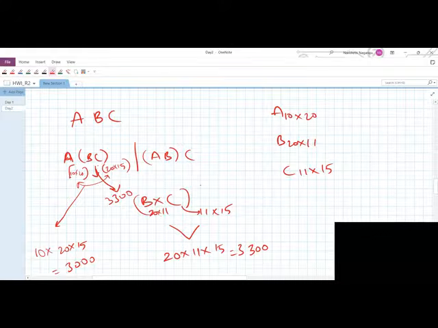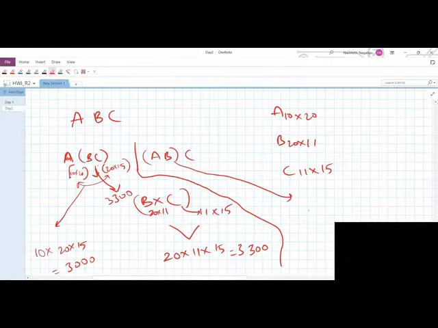And we will see what happens if we solve in this way, like first A, B and then C. When we first solve A, B, to solve A and B, the number of operations will be 10 into 20 into 11. That is equal to 2,200.